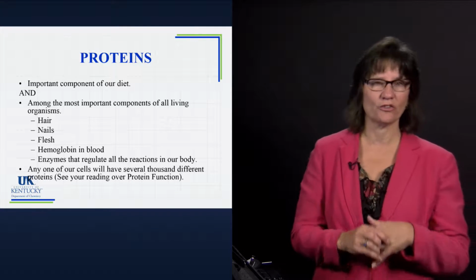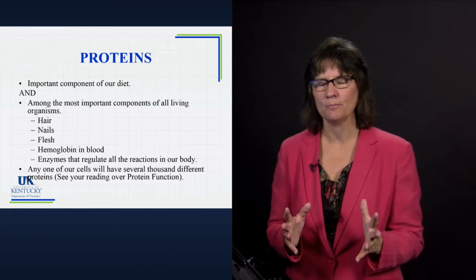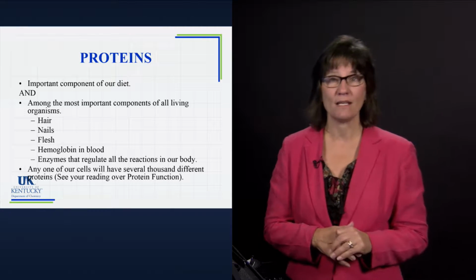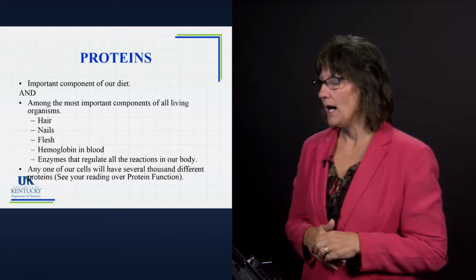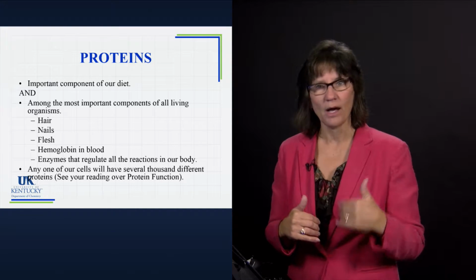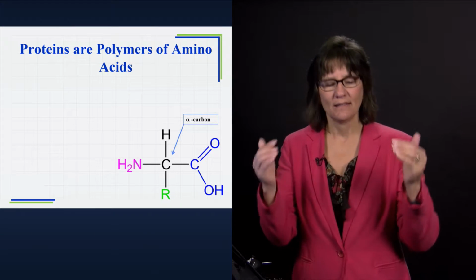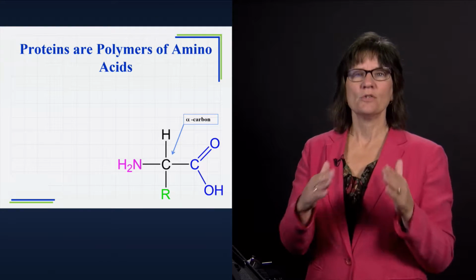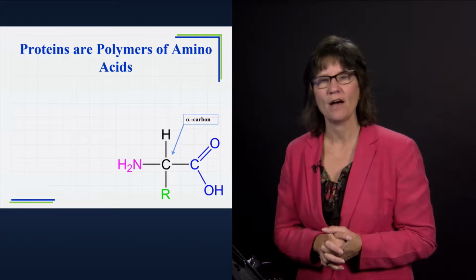So any one of our cells is going to have several thousand different proteins. It is an extremely important part of our makeup. You are going to be reading about the protein function in our body, so I'm going to assign that reading and might already have done so. You're going to be reading about how the proteins function in our body, what their jobs are there. What we're going to do is look down on the level of the protein, the chemical makeup of those proteins. Proteins are a polymer, a repeating unit, a polymer of amino acids.